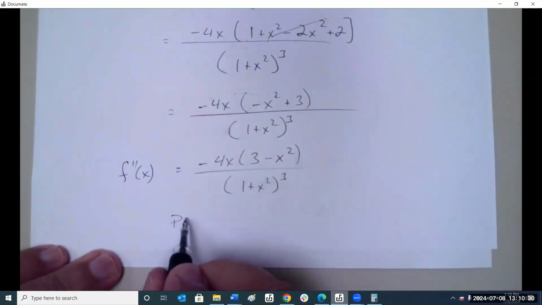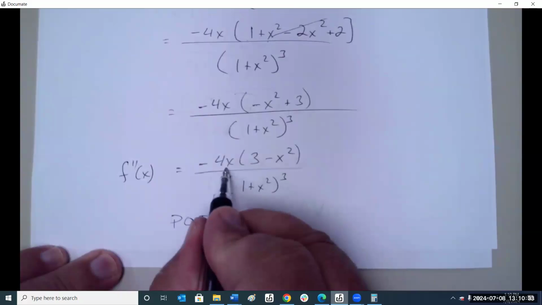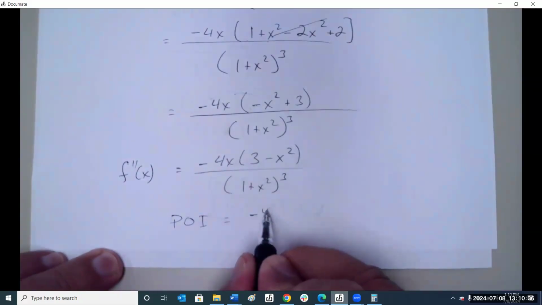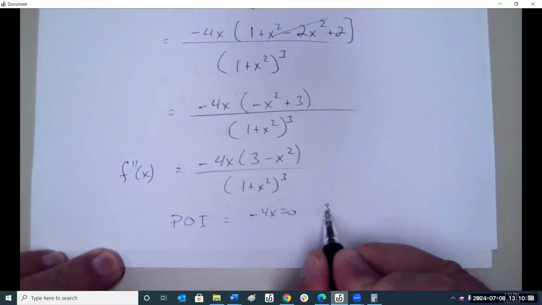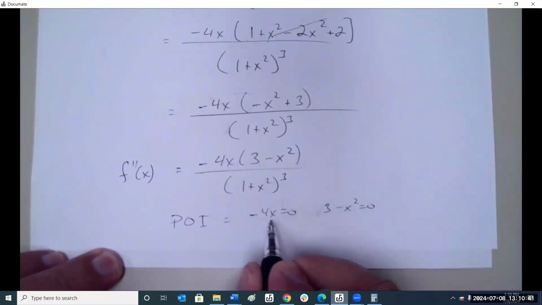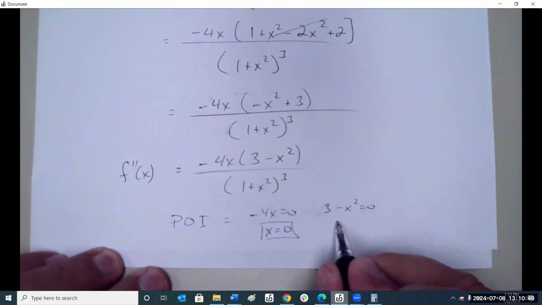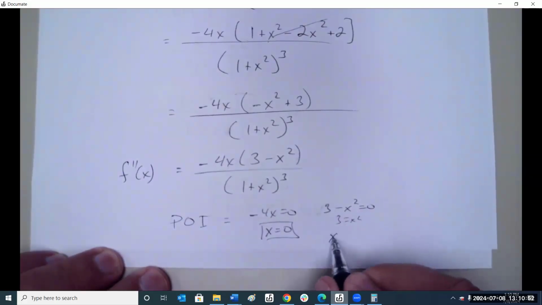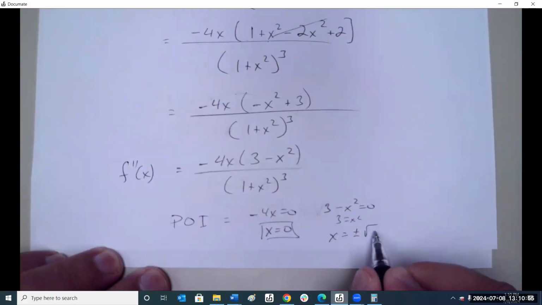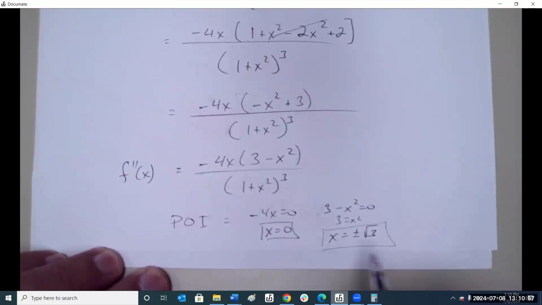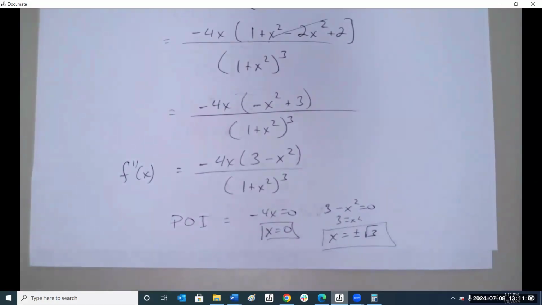So the point of inflection occurs where negative 4x is equal to 0 and where 3 minus x squared equals 0. So it happens when x equals 0. So 3 equals x squared. X equals plus or minus the square root of 3. So those are the points of inflection.